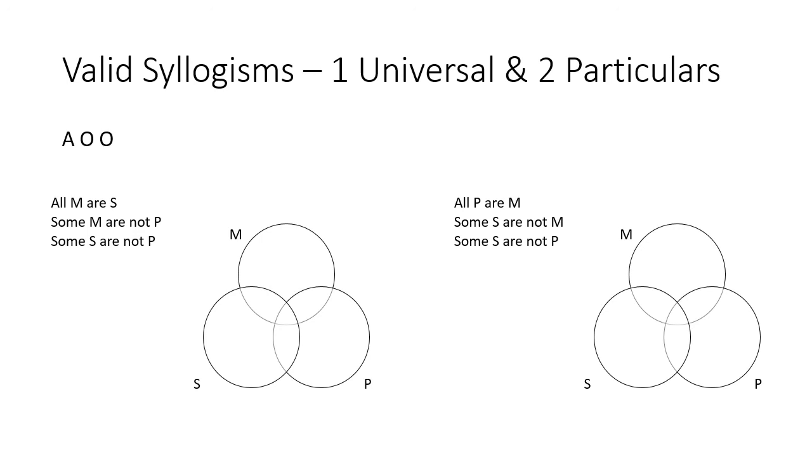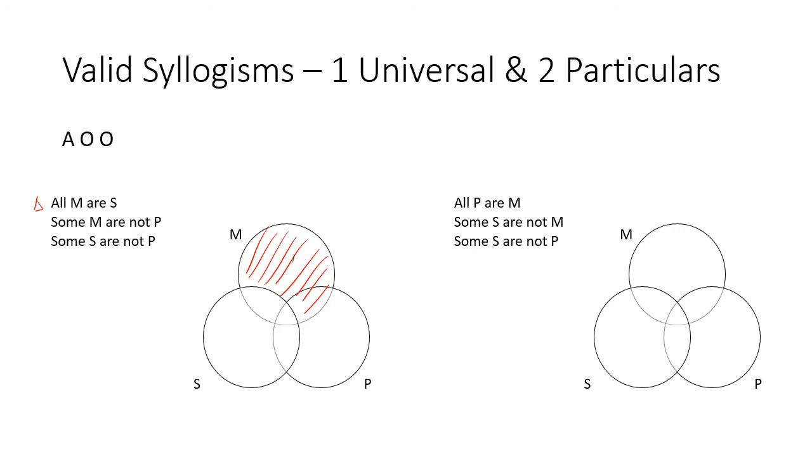The last two forms involve universal affirmatives and particular negatives. And these are sort of unique because of the asymmetry. So universal affirmatives are asymmetrical, and so are particular negatives. And so you only have one picture for both of these forms. So we'll start over here on the left. We've got another universal affirmative, all M are S. That pushes everything into the S circle from the M circle, so that area is empty.